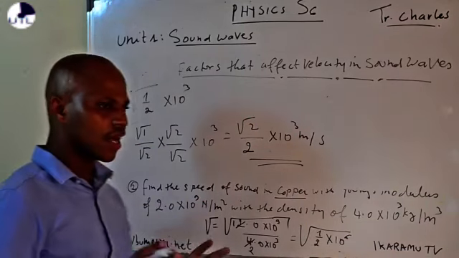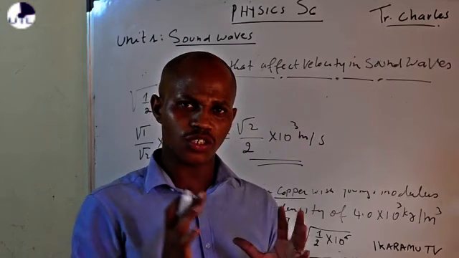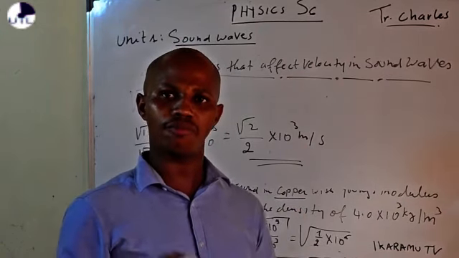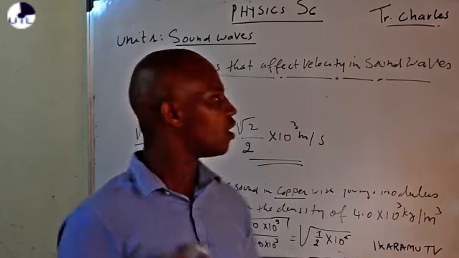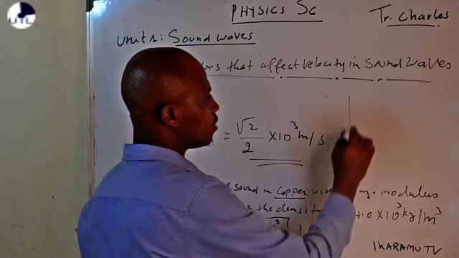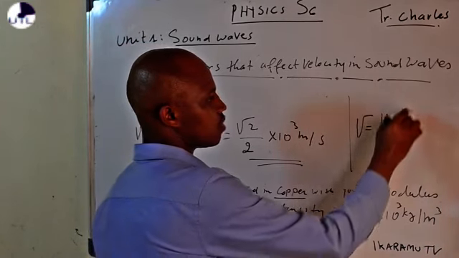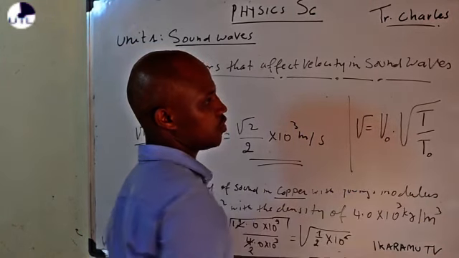So these are examples which are showing you how I can calculate the velocity if I have the Young's modulus, if I have the bulk modulus, but also remember there is another formula where you can calculate the speed as the initial speed times square root of final temperature over initial temperature.